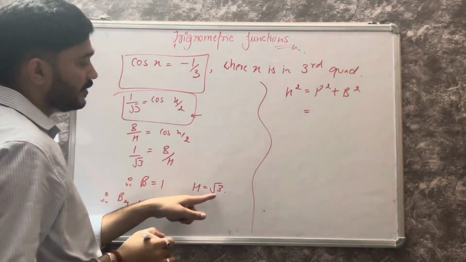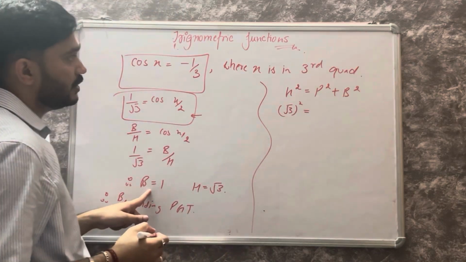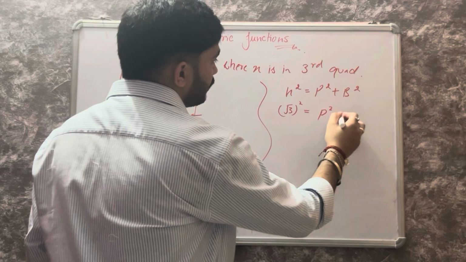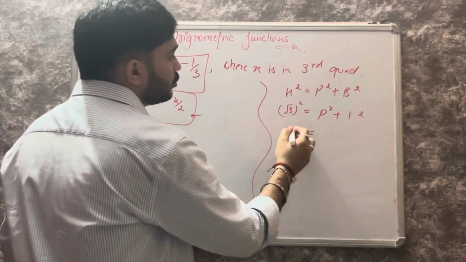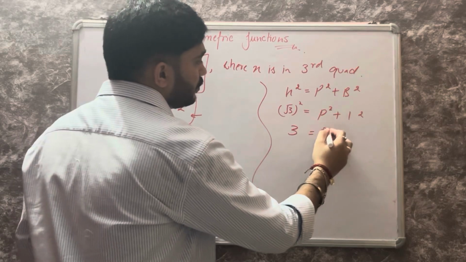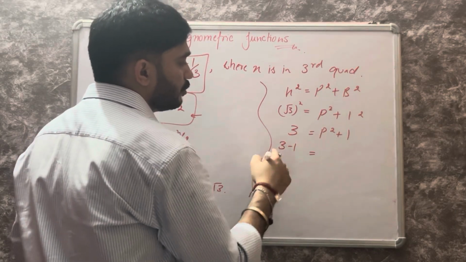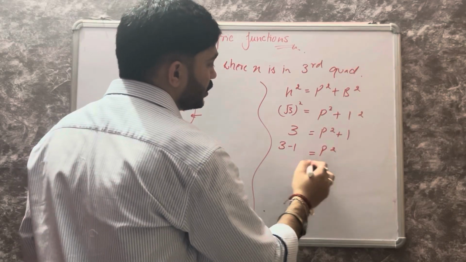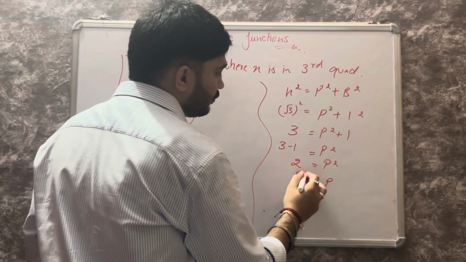What is the value of h? Under root 3, under root 3 square. What is the value of p? We don't know. What is the value of b? 1. 1 square. Under root 3 square is 3. P square we don't know. 1 square is 1. 1 is going to be subtracted on this side. P square is equal to 3 minus 1, that is 2. P square is equal to 2. So the value of p will be under root 2.